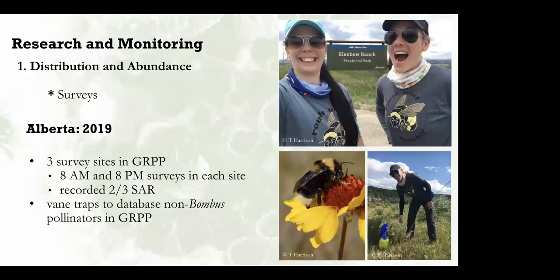So maybe one day. We've also coupled these bumblebee surveys with some passive sampling for other pollinator species. To do that, we're using vane traps, which you can see me bending over to grab in the bottom right there. By doing this kind of biomonitoring, we're working to build a better database of the pollinator species in the park, beyond just the bumblebee species.